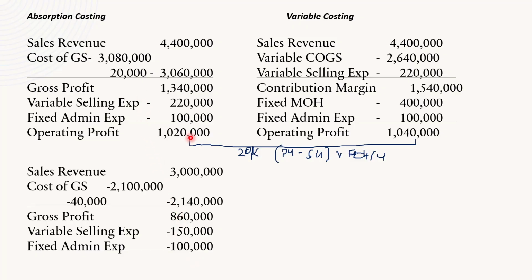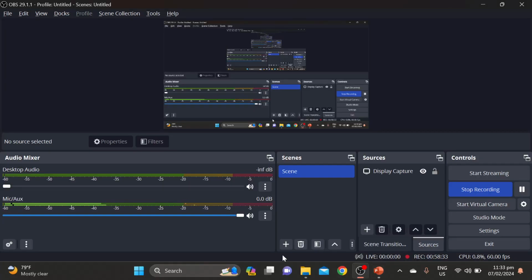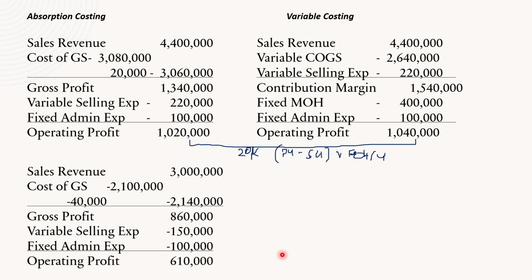So, what's your absorption costing operating profit? It would be 860K minus 150K minus 100,000. That would be 610,000 pesos. That's your operating profit for scenario B under absorption costing. Again, that's 610,000 pesos. I hope that one is clear. Okay? I'll give you a few minutes for variable costing.